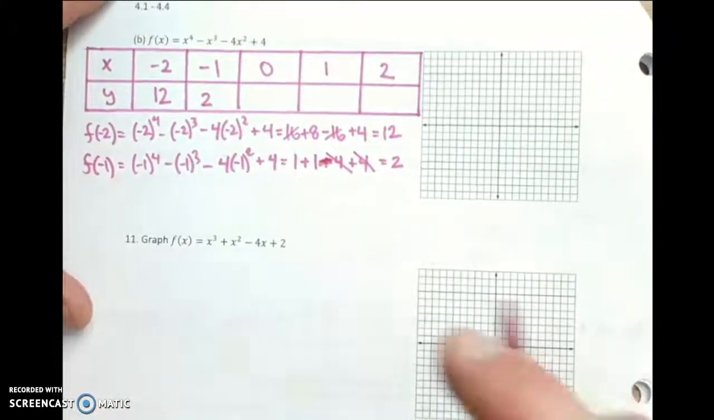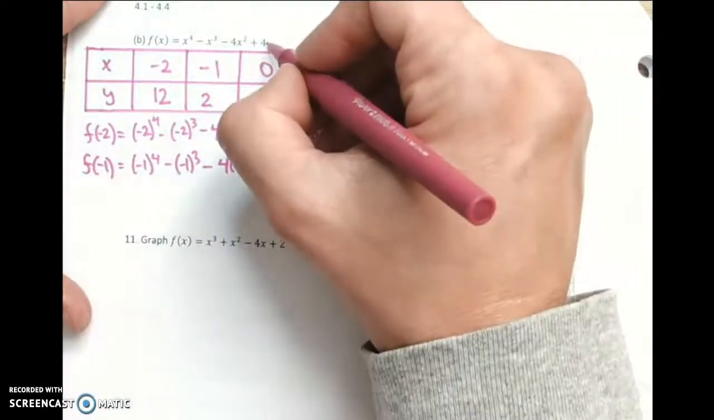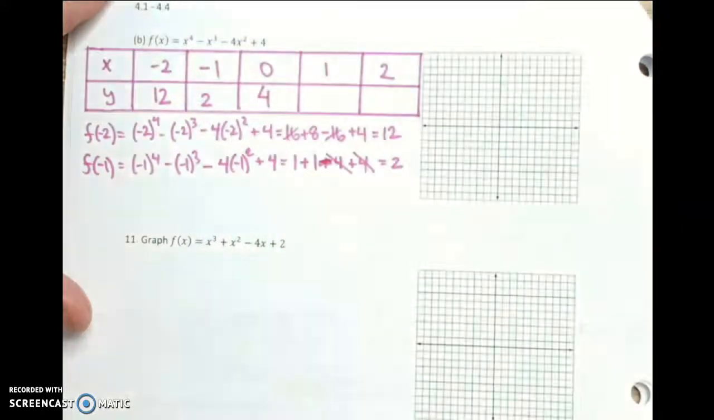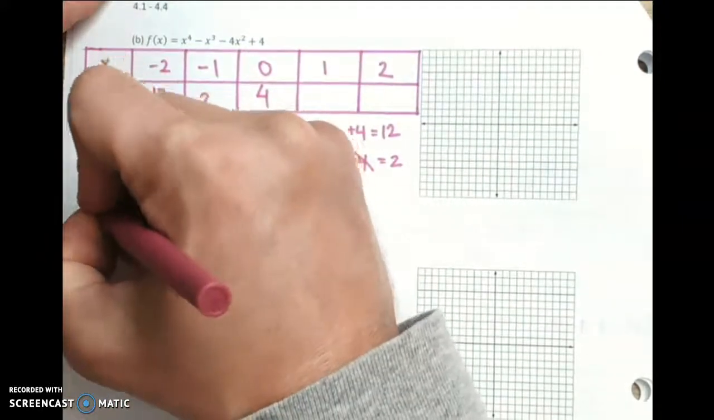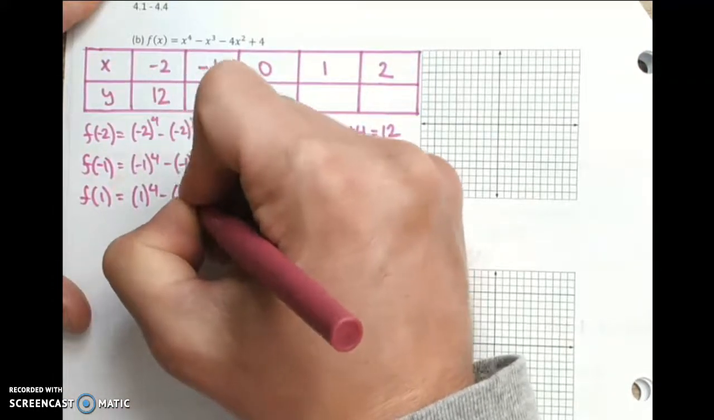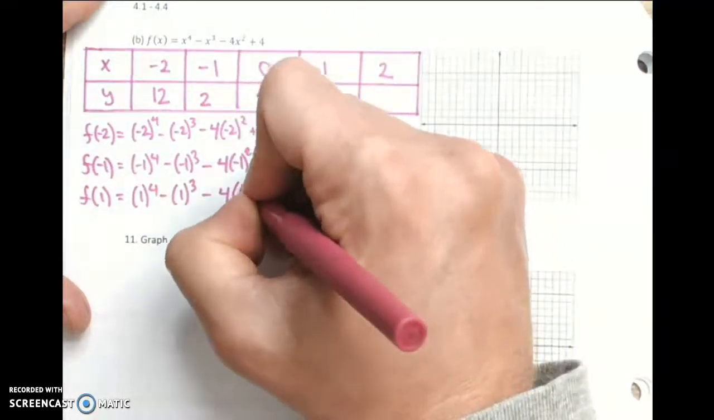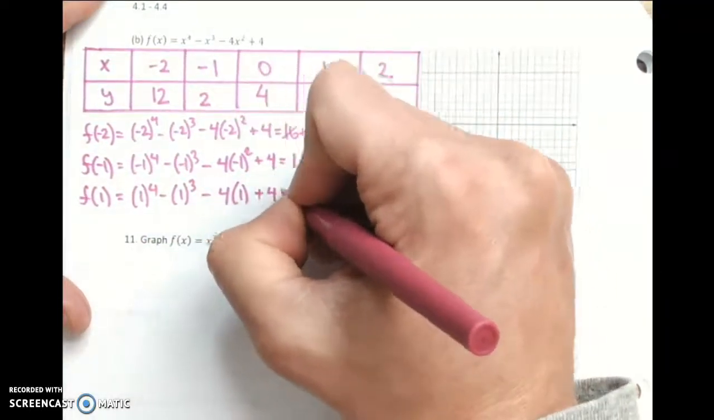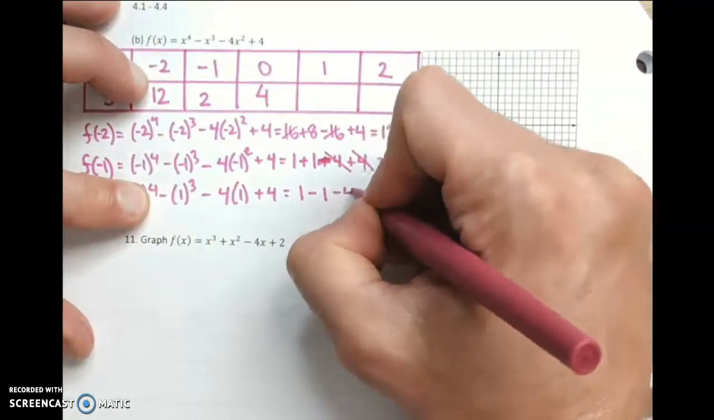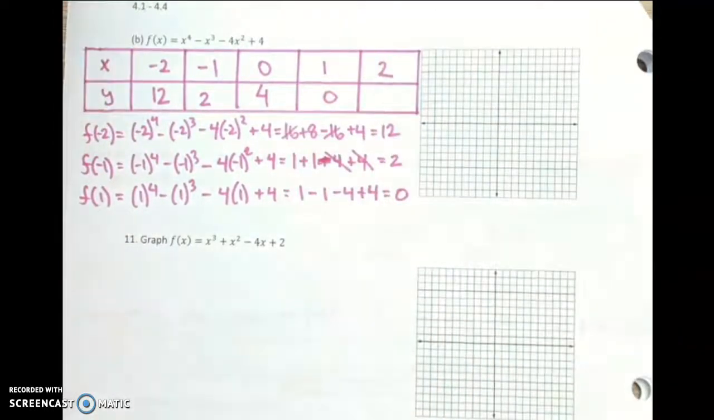Okay, next. F of 0, well, I don't even have to put it in here, right? F of 0 is my constant. 4 is the answer, right? F of 1. 1 to the 4th power is 1 minus 1 cubed, negative 4 times 1 plus 4. Okay, so 1 to the 4th power is 1, minus 1, minus 4, plus 4. All those cancel out, giving me 0.